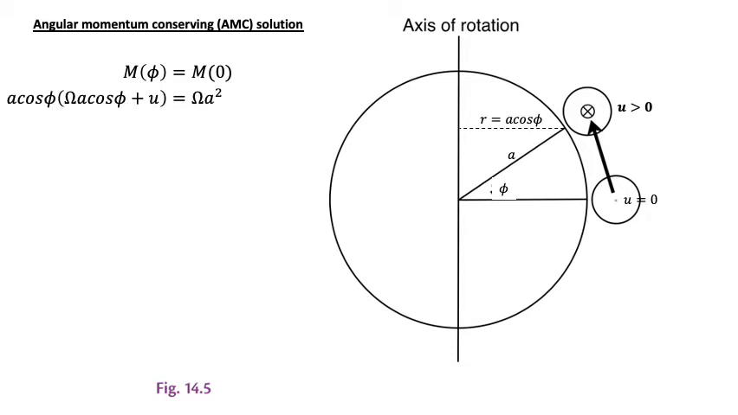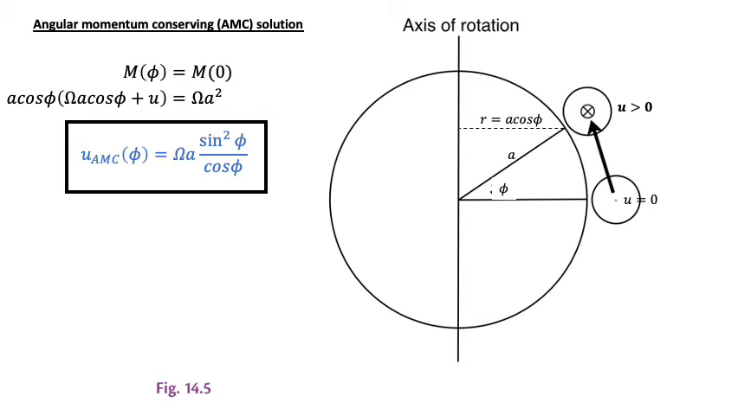And so you can write in our equations for angular momentum as a function of latitude on the left side, and on the right side is just what you start with at the equator, so putting in phi equals 0, which is omega a squared. And what you can do is solve for u here, and this is what we call the angular momentum conserving solution for u as a function of latitude, which is given by omega a times the sine squared of latitude over cosine of latitude.